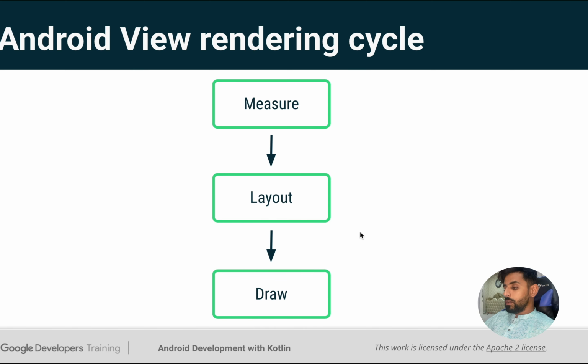Now another important thing is how the rendering, the view cycle of the render, happens. The first thing is that the view is measured, then the layout is created, and then it's drawn to the screen. So this is how the views are done.